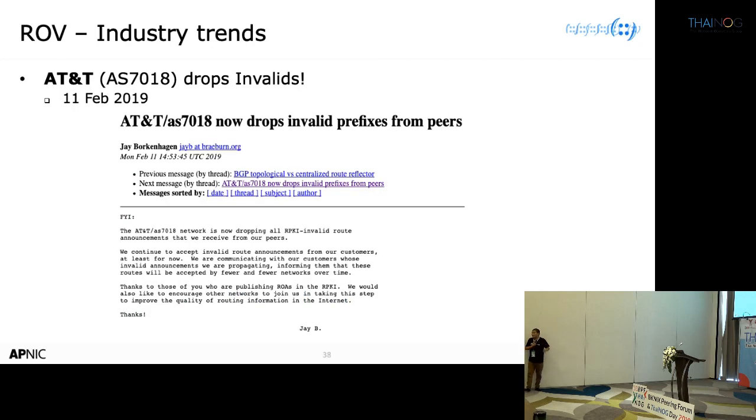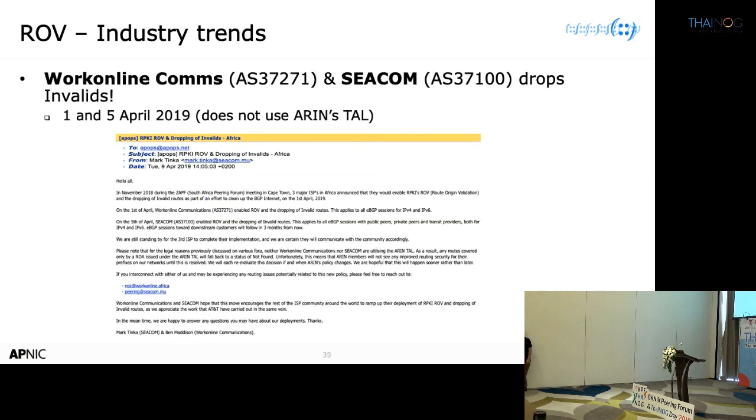Here is an example of AT&T dropping it. While we were at APRICOT, they decided they will drop invalids. Here is our friend Mark Tinker from Africa dropping invalids. Two ISPs. Mark Tinker's is probably the largest transit provider in Africa. So he started dropping invalids. And this was Aftab's joke yesterday. Their announcement said we will drop it from 1st April. Everyone thought they were playing a joke. And then they actually dropped it on 5th April, right? So it wasn't a joke. They actually dropped invalids.